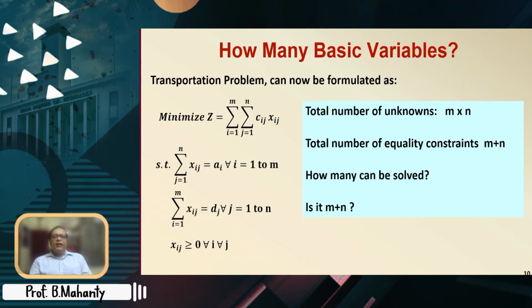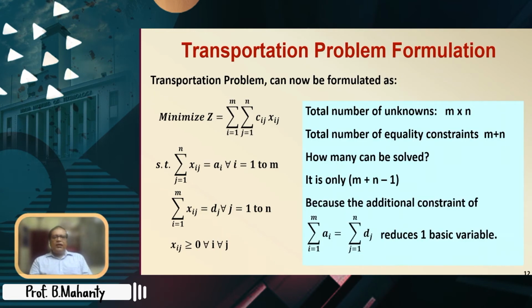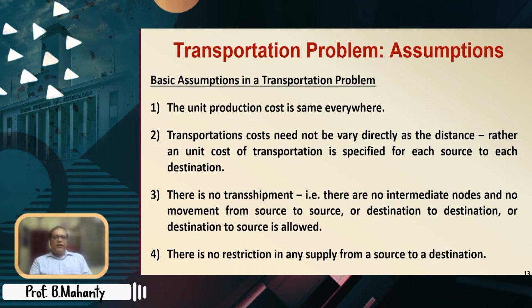So is it clear what the different kinds of transshipment are? Initially, our assumption is that there is no transshipment. Is it all right? So there are no intermediate nodes, and no movement from source to source, destination to destination, or destination to source is allowed. And then finally, there is no restriction in any supply from a source to a destination.